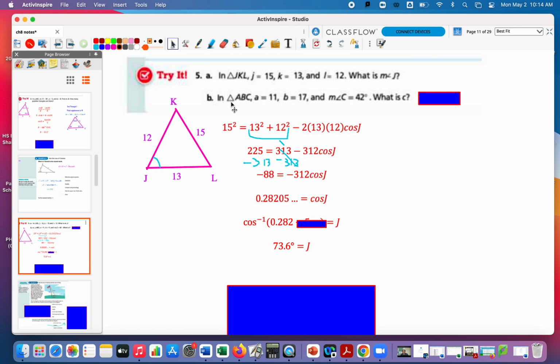This example B is very similar to the one we just did up above, so feel free to pause and try it out. We can talk about it in class if you can't figure it out, but the answer should be 11.5 for side C.